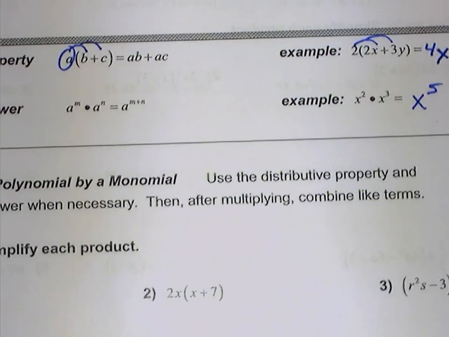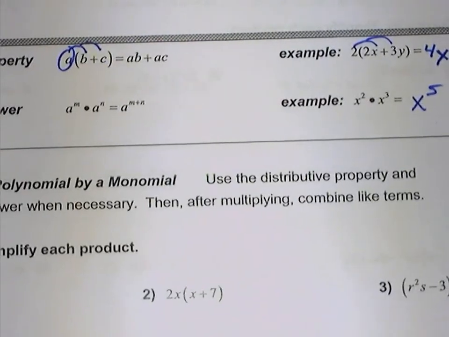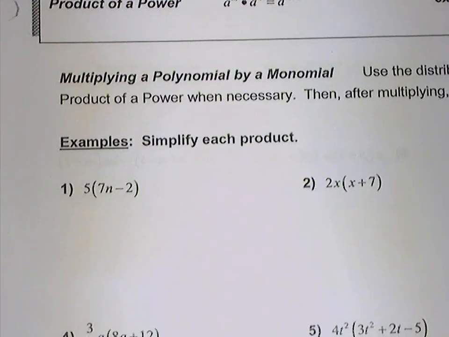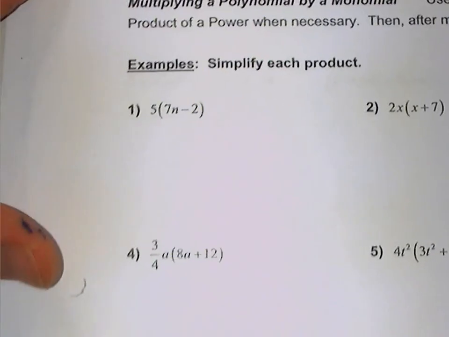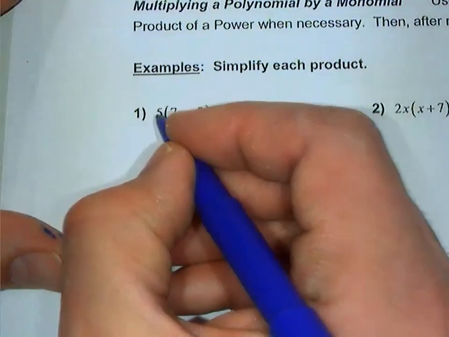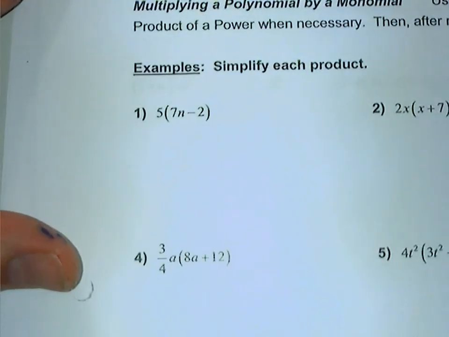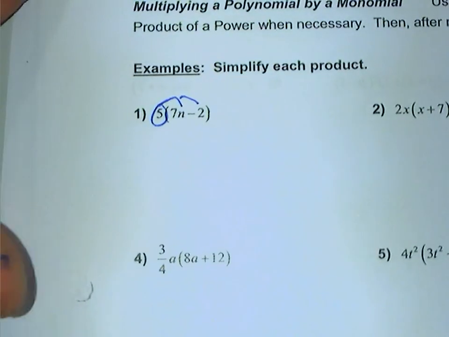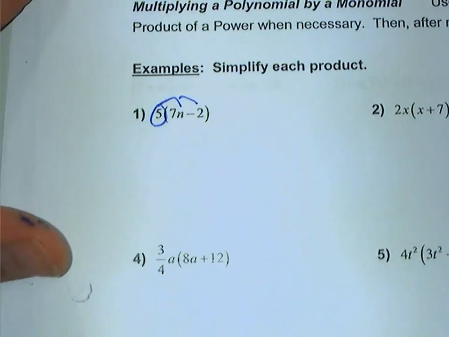We're going to start you off with some baby ones and then work our way up to some harder ones. Okay, so here we go. We're going to use that distributive property here. All right, we got 5 times 7n minus 2. Go ahead and take 5 times each one. 5 times 7n. Kai, what's 5 times 7n?